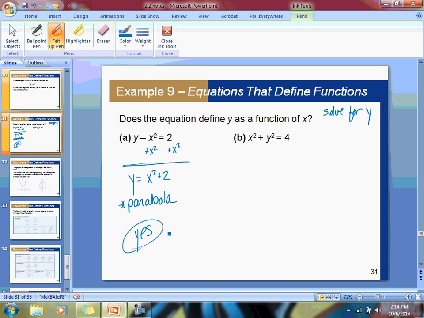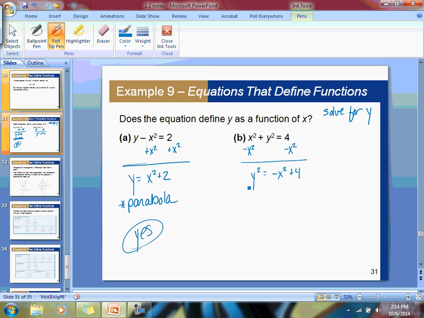Okay, now for part B, if I try to solve this for y, I have to subtract the x squared over, and then I'll have y squared equals negative x squared plus 4.